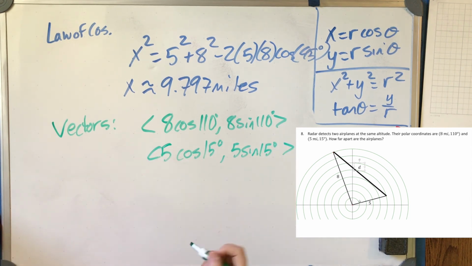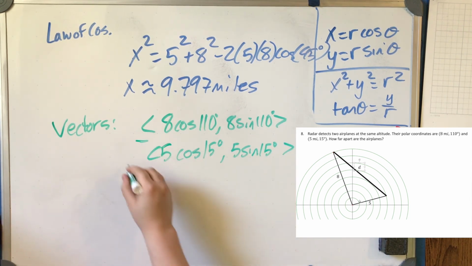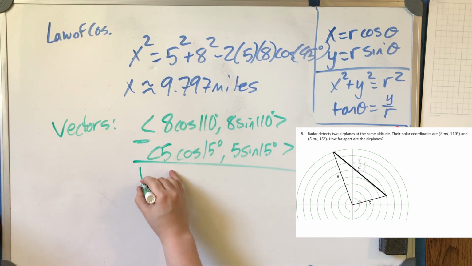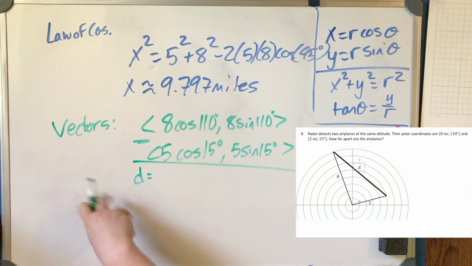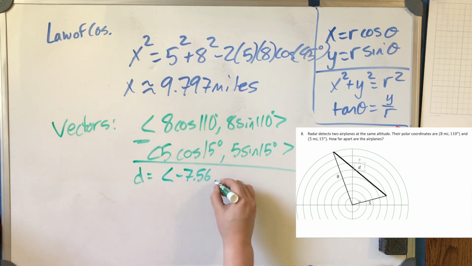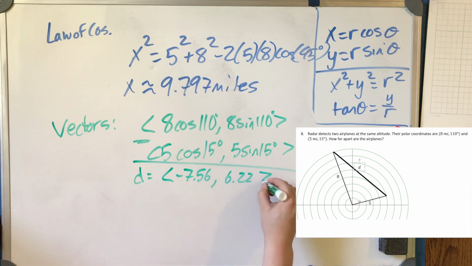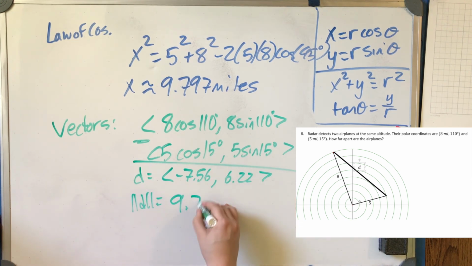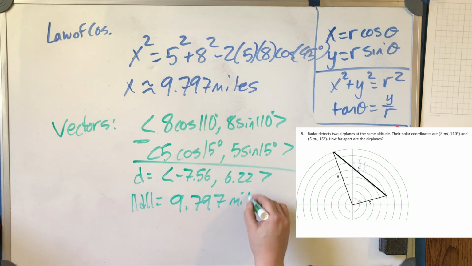And I know it's been a while since we've done vectors, but we can actually find what this is by just subtracting these two vectors from each other. If I did that, I would get that the vector that's the subtraction between these two things is going to be negative 7.56 and 6.22. And if I just find the magnitude of that, that's going to end up being 9.797 miles. So that was it in vectors.